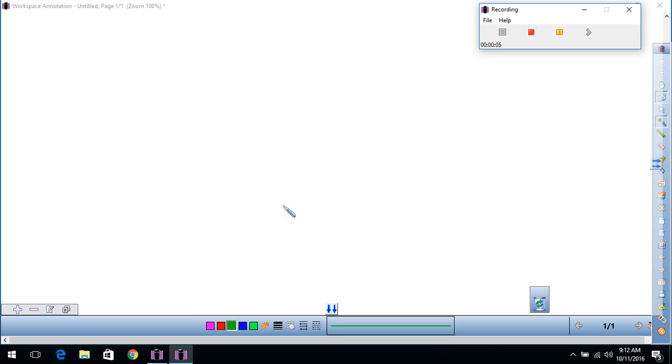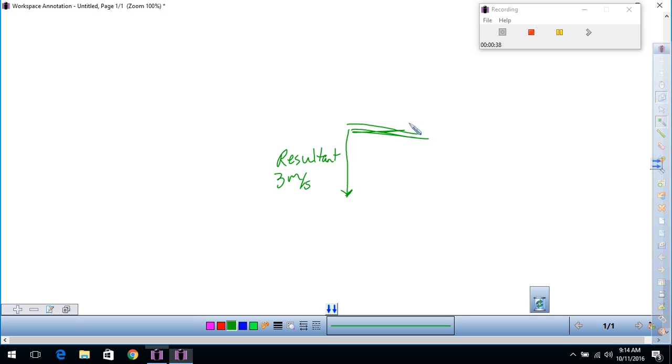All right, so let me think about that one for a minute because I want to be sure I know what they're asking. Okay, so what they're asking you on number 7 is, here's what my swan needs to do. That has to be my resultant. It has to be 3 meters per second headed to the south. The river is still headed to the west, like that.